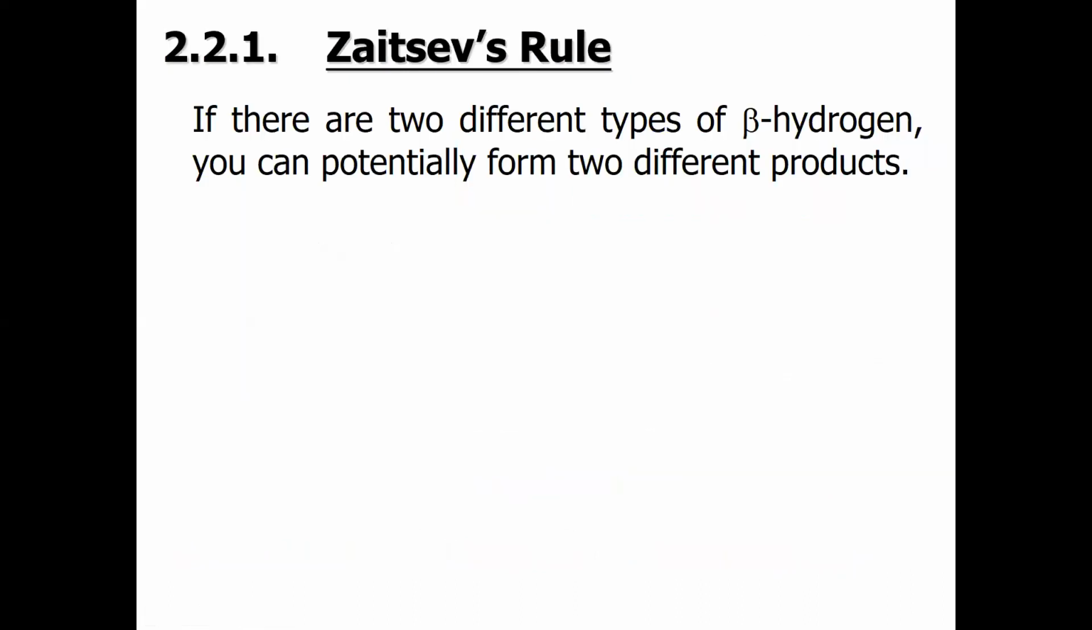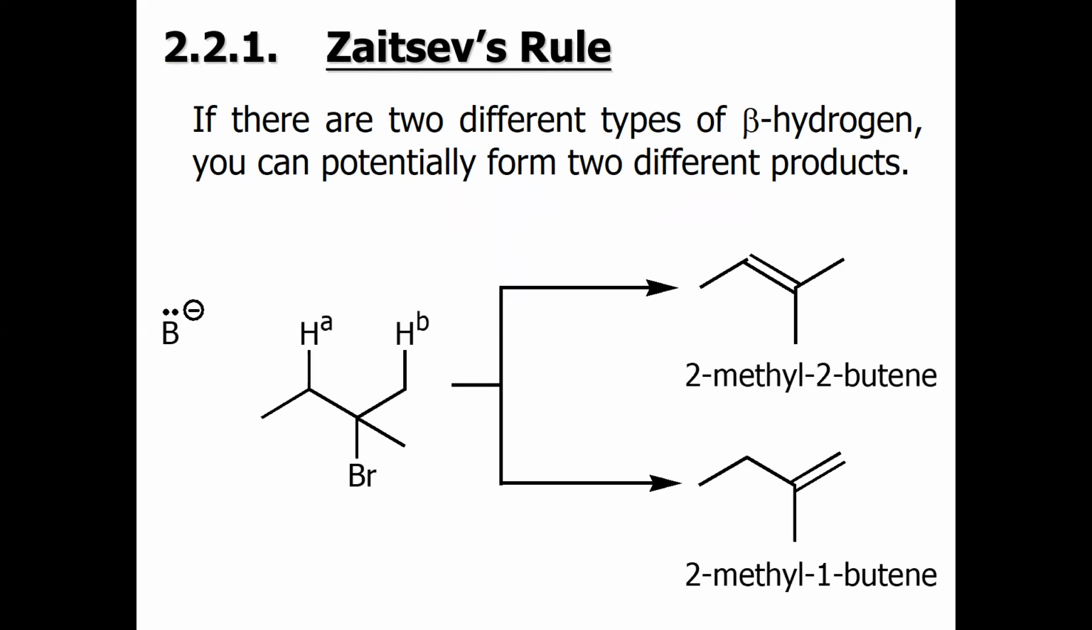Now if you have an alkyl halide, a secondary or a primary alkyl halide, you have two different types of beta hydrogen. These two different types of beta hydrogen may result in the formation of two different alkenes. Let us see here.